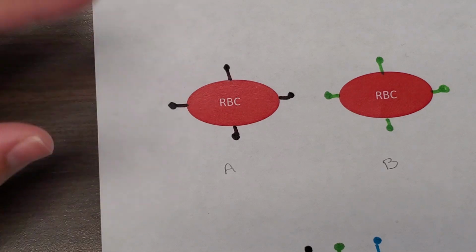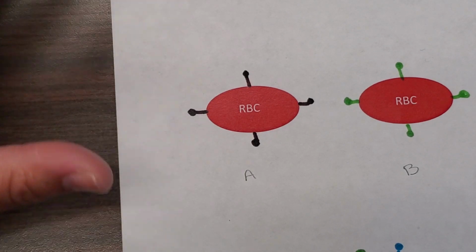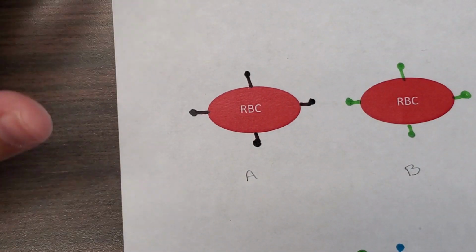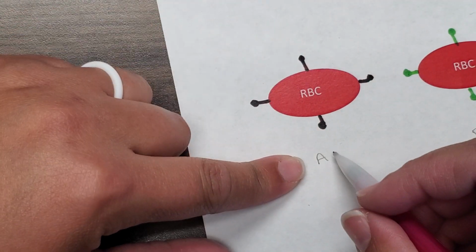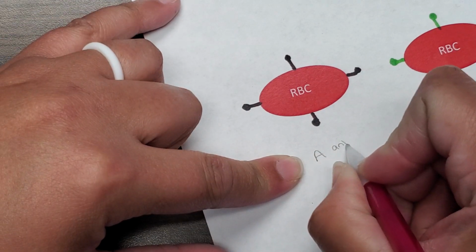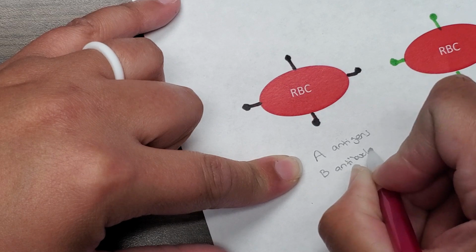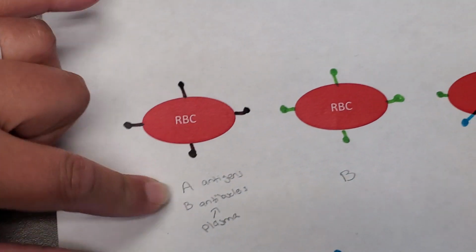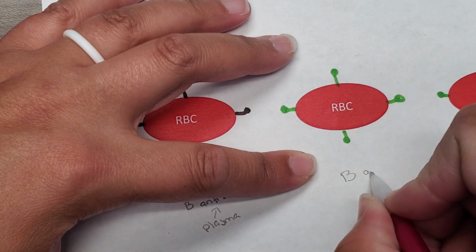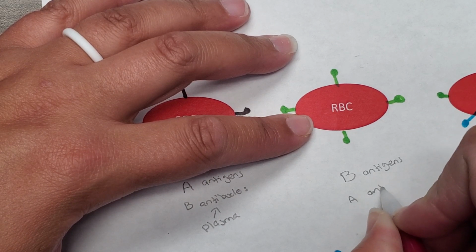Within our blood, we also have antibodies. The antibodies are floating around the red blood cells themselves. We're not going to focus on those right now, just simply because that's not what we need for blood typing. So the idea here is that our blood type A has A antigens and it has B antibodies, which are floating. These are in the plasma. So anytime we see antibodies, they're going to be in the plasma, okay? Blood type B has B antigens, and it has A antibodies.